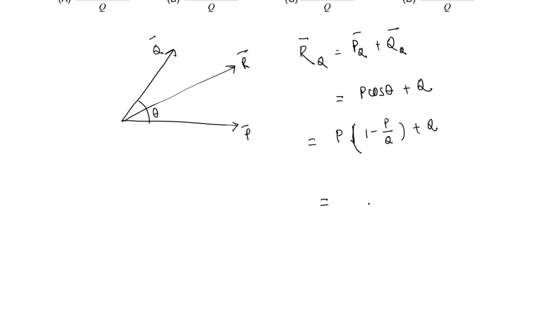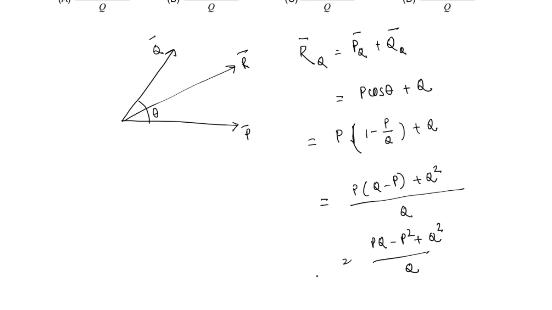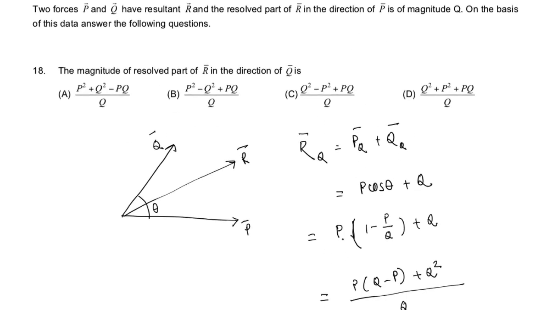So now if I just calculate it, in denominator I will write Q, and in numerator it is Q minus P multiplied by P and plus Q. So it is PQ minus P square plus Q square, divided by Q. So that will be the answer. Q square minus P square plus PQ. So Q square minus P square plus PQ is option C, your correct choice.